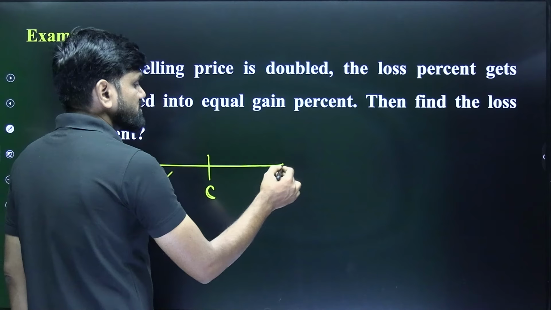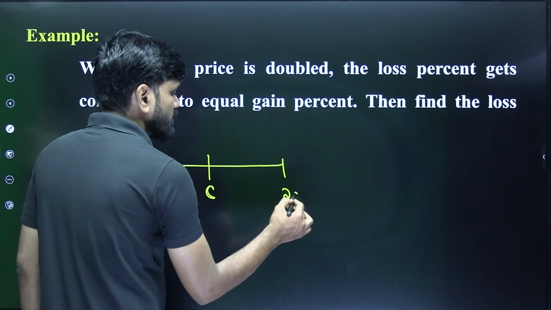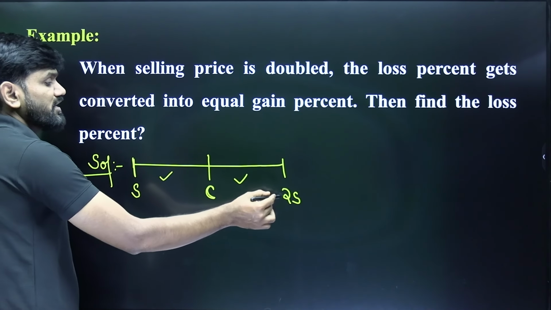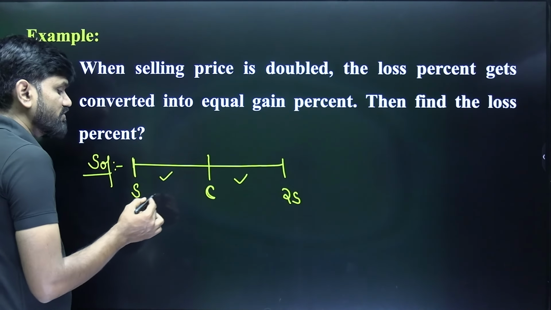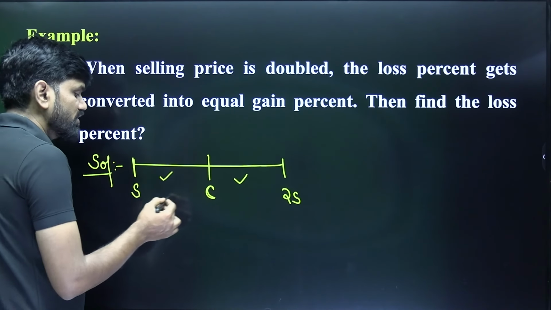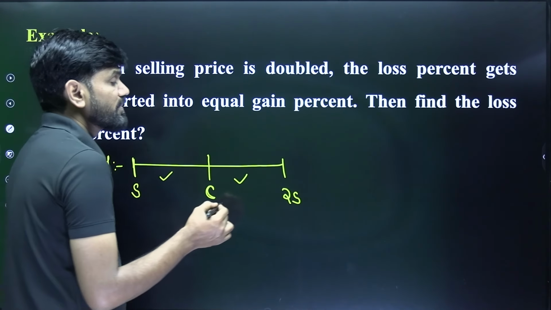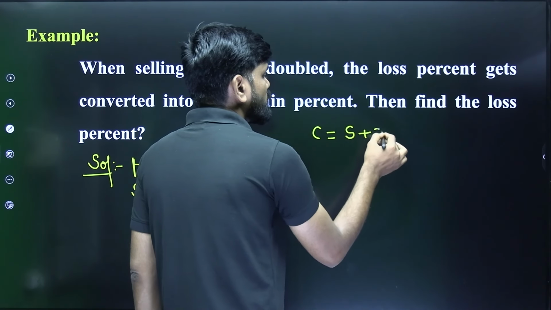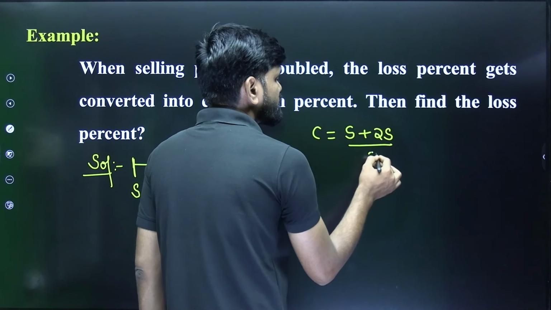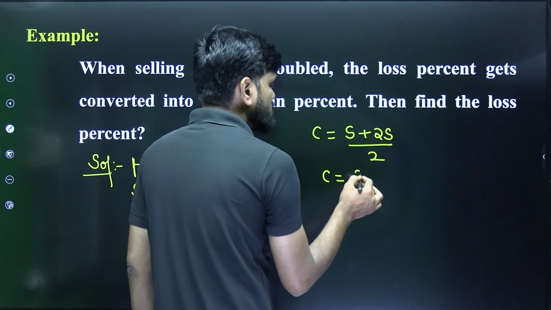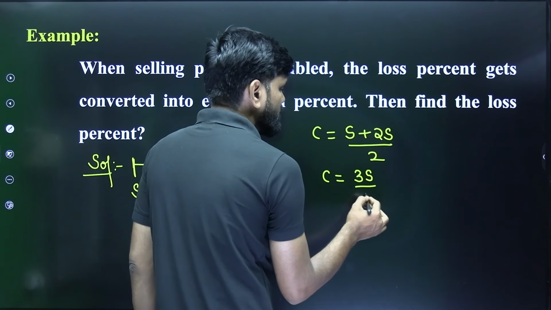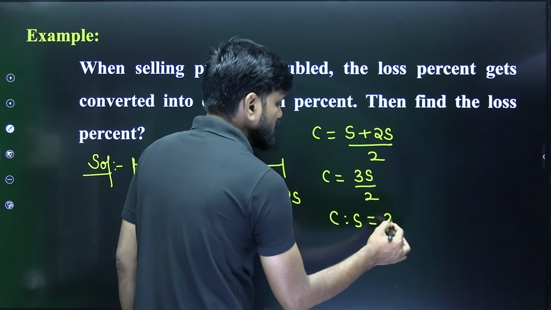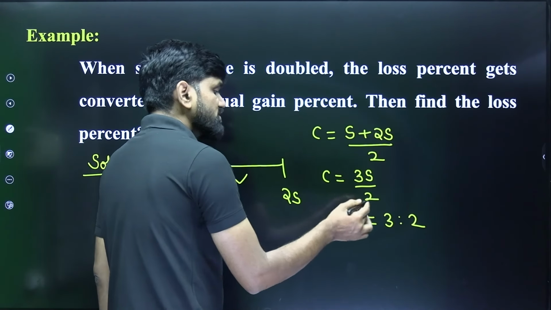If I double this selling price, it becomes 2S. In this case, there will be a gain. So when I go from this selling price to this selling price, this loss is getting converted into the equal gain, meaning this cost price will be equal to the average of these two selling prices. Hence I can say that cost price is equal to (S plus 2S) by 2. That will give you cost price is equal to 3S by 2. That will give you cost price to selling price is equal to 3:2. C by S equal to 3:2.